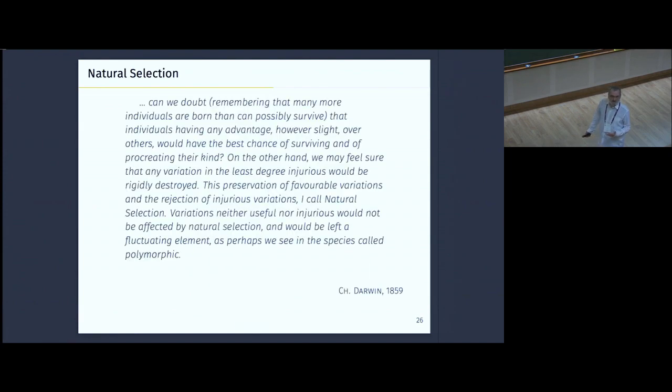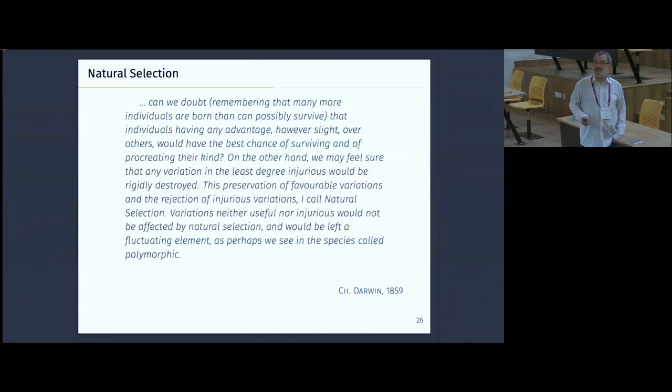And okay, you probably know this quotation, but I'd like to reproduce it in full because in particular, the last sentence is usually forgotten. "Can we doubt, remembering that many more individuals are born than can possibly survive, that individuals having any advantage, however slight, over others, would have the best chance of surviving and of procreating their kind? On the other hand, we may feel sure that any variation in the least degree injurious will be rigidly destroyed. This preservation of favorable variations and the rejection of injurious variations I call natural selection. Variations neither useful nor injurious would not be affected by natural selection and would be left as fluctuating elements, as perhaps we see in the species called polymorphic." So the neutral case was also considered by Darwin.